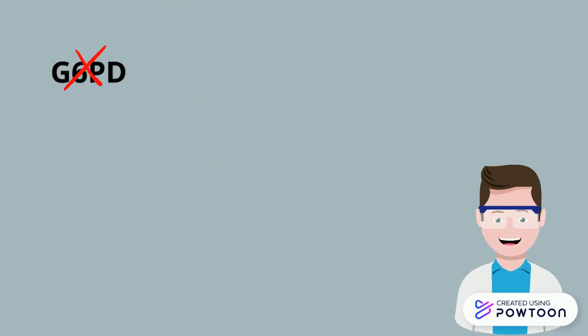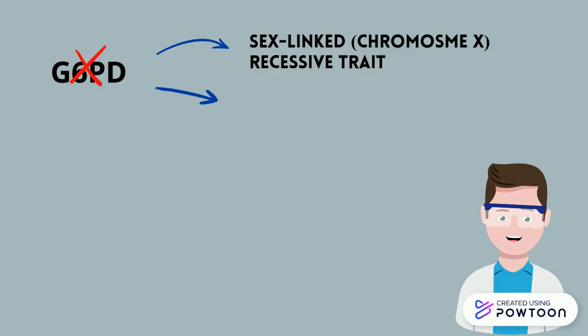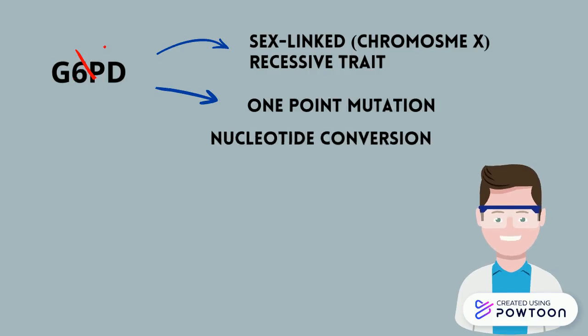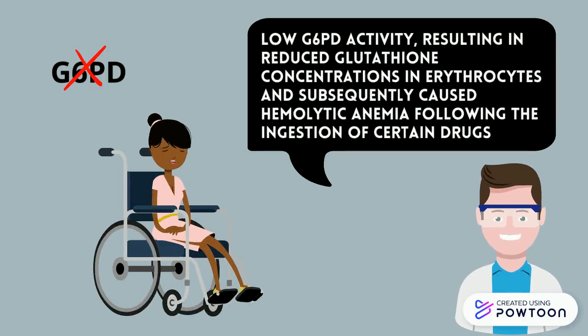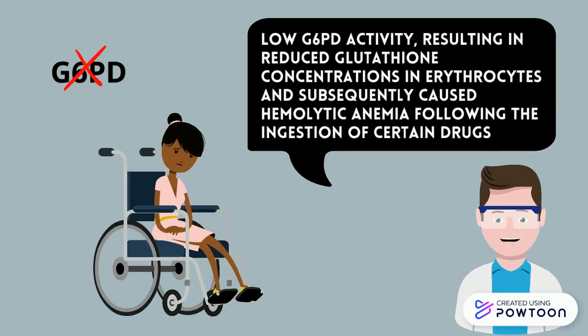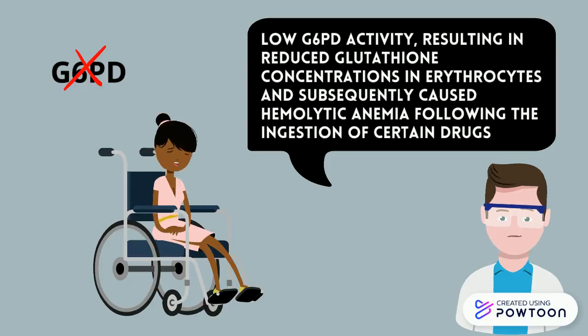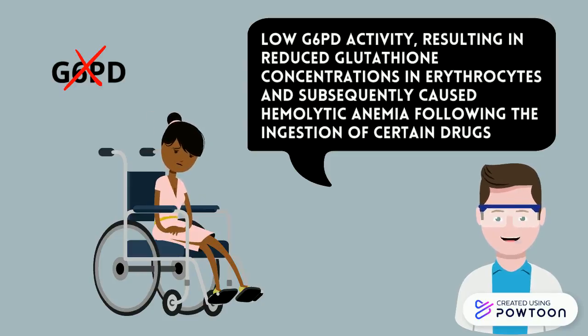G6PD deficiency is a sex-linked recessive trait, and it is caused by one-point mutation where nucleotide conversion from cytosine to guanine occurred. The low activity of it results in reduced glutathione concentration in erythrocyte and subsequently causes hemolytic anemia following the ingestion of certain drug.